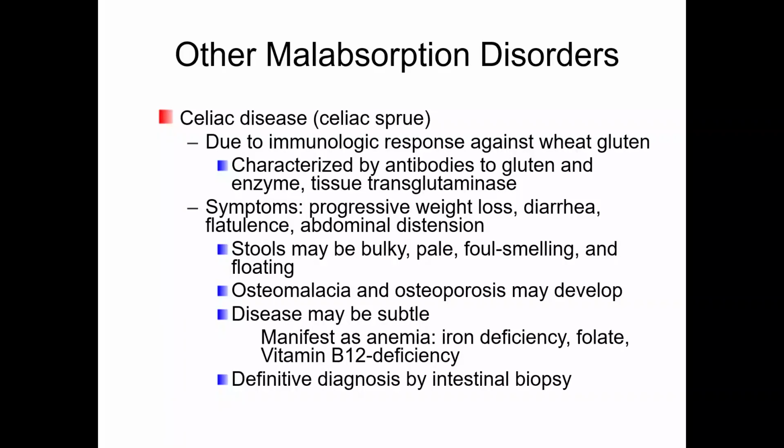Other malabsorption disorders: celiac disease. Celiac disease is due to an immunologic response against wheat gluten. It's characterized by antibodies to gluten and the enzyme tissue transglutaminase. Symptoms include progressive weight loss, diarrhea, flatulence, and abdominal distension. Stools may be bulky, pale, foul-smelling, and floating. Osteomalacia and osteoporosis may develop. The disease may be subtle. It may manifest as anemia, iron deficiency, folate or vitamin B12 deficiency, and definitive diagnosis is made by intestinal biopsy.